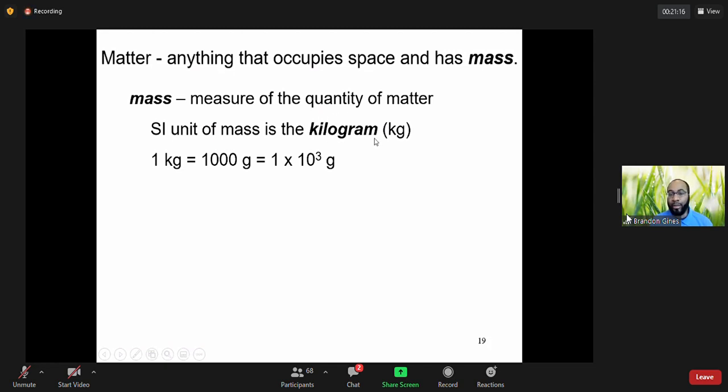If you're weighing yourself, in any part of the world except the United States, they use kilograms to measure a person's body weight. In America, we use pounds, right? Does anybody know their weight in kilograms? Oh, okay. I think I should weigh around 80 kilograms. Anyway, it's a measure of the quantity of matter, that matter being myself.